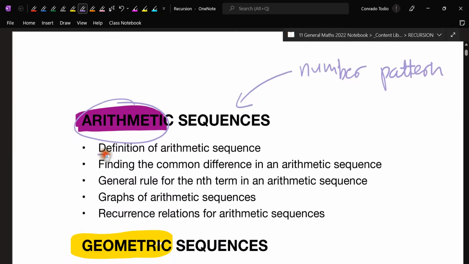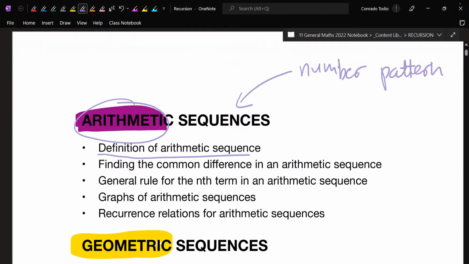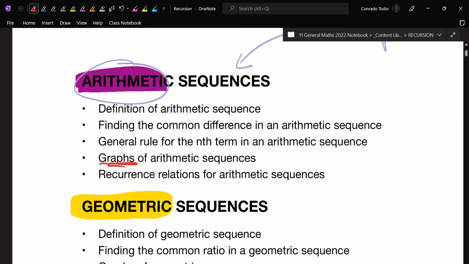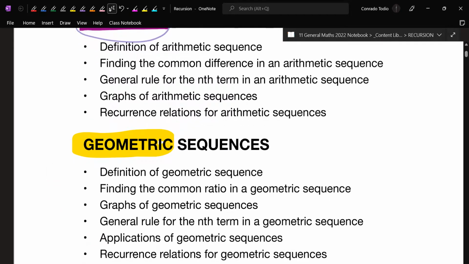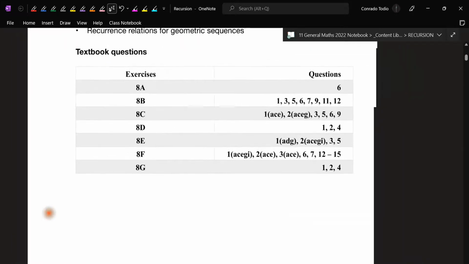So what is the definition of an arithmetic sequence? We'll talk about the definition, the meaning of it. We're going to look at finding your common difference, something you should probably remember. Then the general term for the nth term, another word that we went through last year, graphing your arithmetic sequences, and a recurrence relation. These are words you would have come across last year. It's the same for geometric, but with a slightly different approach and way that we explain it. So let's get straight into it.